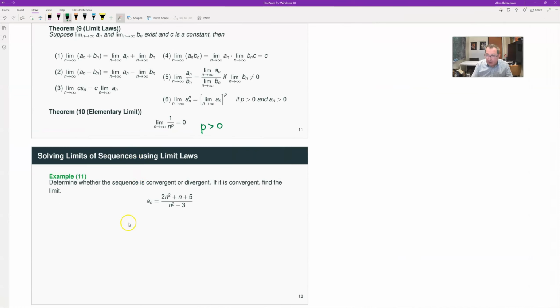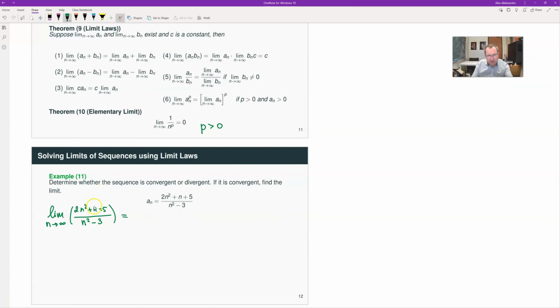Let us work out an example using a limit law. So we are looking to compute the limit of the following sequence. In the numerator, 2n squared plus n plus 5. In the denominator, n squared minus 3. And we want to know if this sequence is divergent or convergent as n goes to infinity.